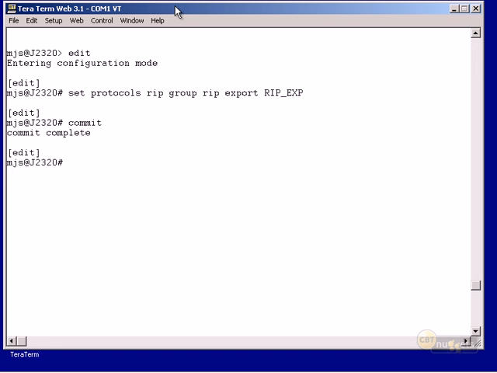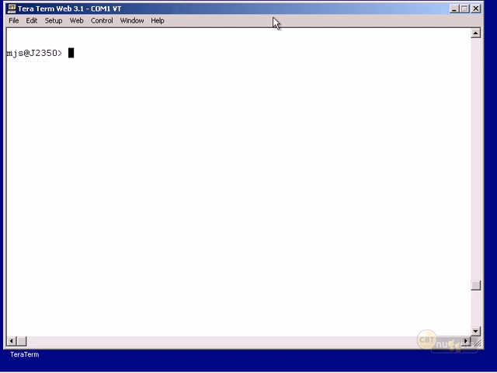Now I'm going to wait a couple of minutes and give this thing time to cook. And now hopefully when we come back into the show RIP neighbor and show RIP statistics and show route protocol RIP, we're going to see more than just that one multicast entry. Okay, I waited about a minute, and now I've gone over to the 2350, because remember, the export policy is going from the 2320, and the neighbor is the 2350. So that's where I want to go to check out the results of this.